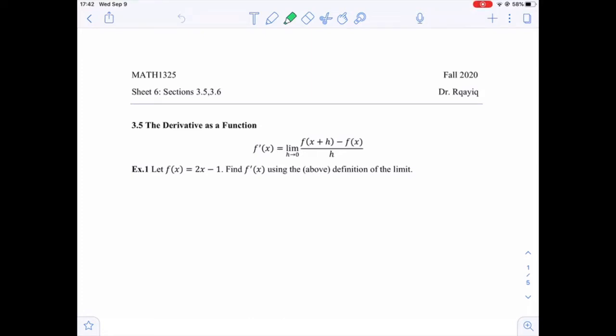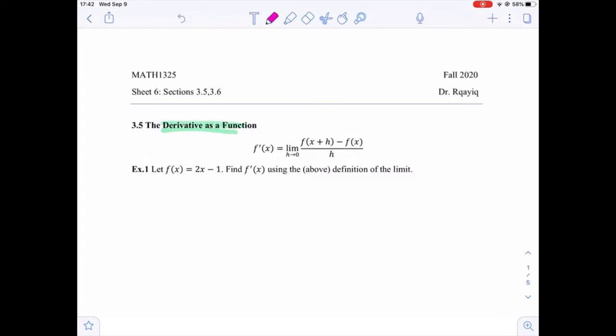In this lecture, we focus on two things. First, expressing the derivative as a function, and then we discuss differentiability of a function. So let's start with describing or expressing a derivative as a function.